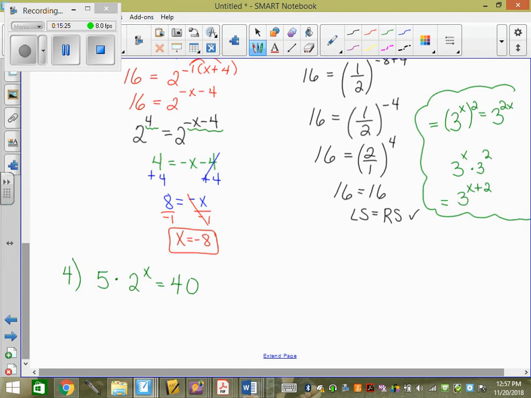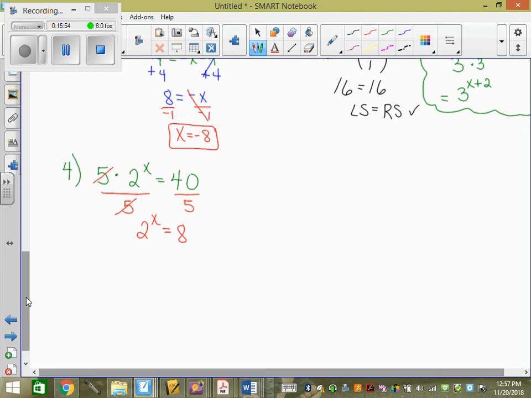But the 5 and the 40 both do not have exponents, do they? So could I put them together? Yes. If the 40 had an exponent, say it had an exponent up here, I would not be able to do common base. I cannot divide it over. But because it doesn't, I can go like this. 2 to the x equals 8. Now can I do common base?